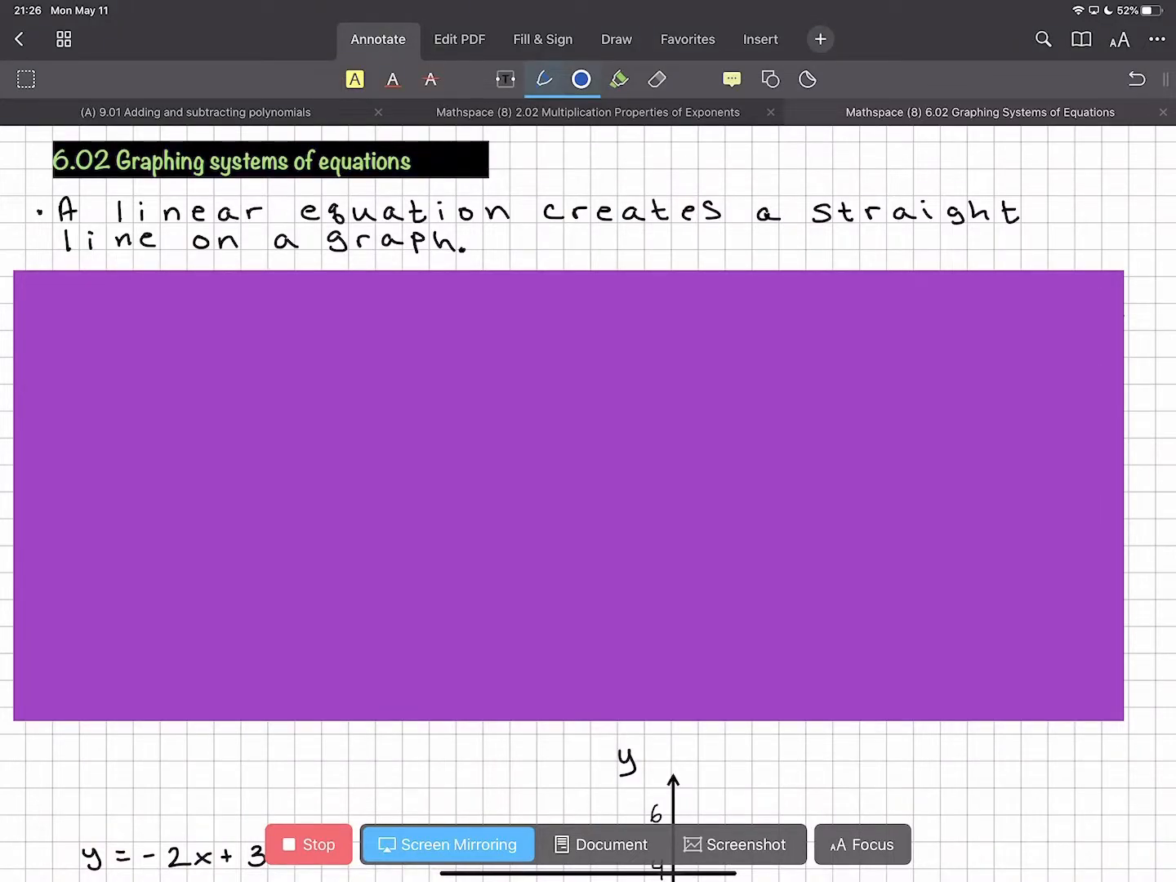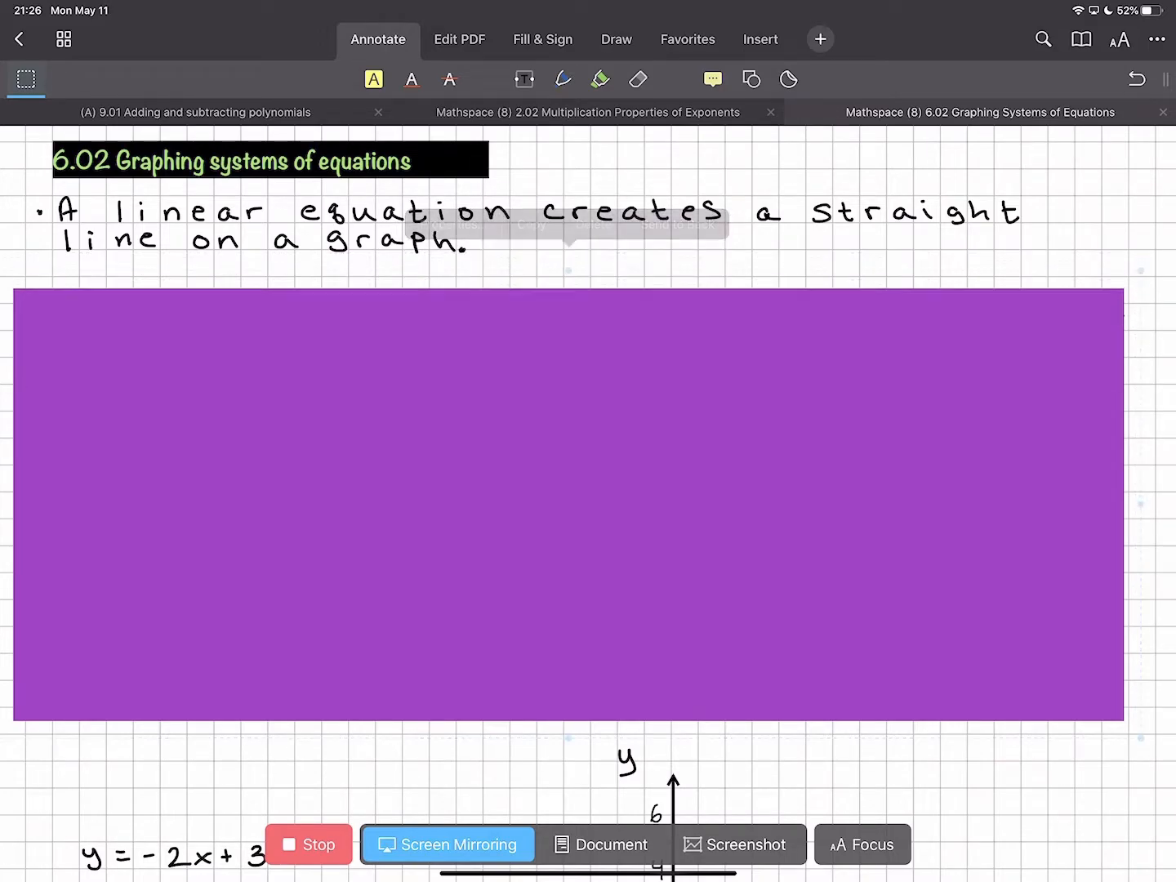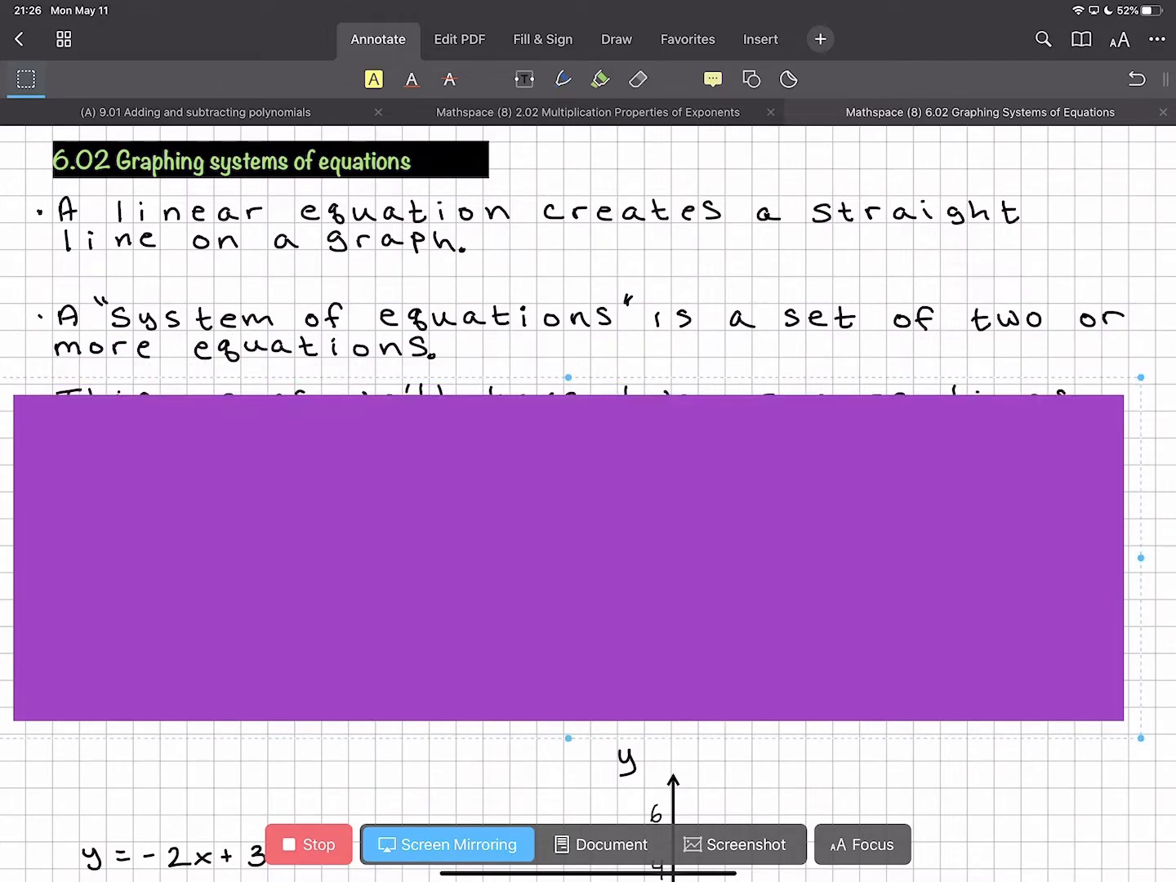In today's lesson, we're going to take something we learned earlier in the year and apply it to a new concept called systems of equations. So the old concept is what a linear equation is, and a linear equation is just an equation whose line is a straight line on a graph. And a system of equations is pretty simple. It's just a set of two or more linear equations.